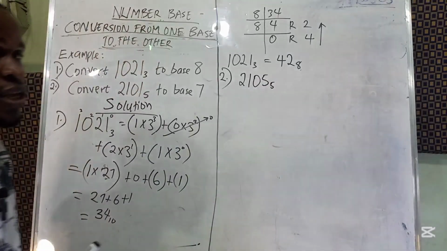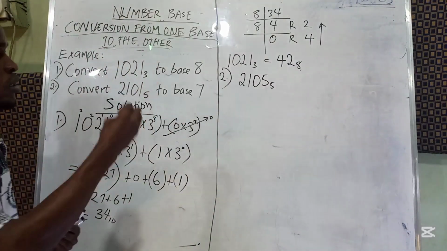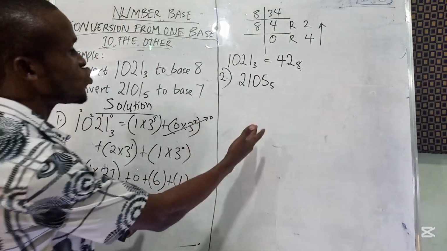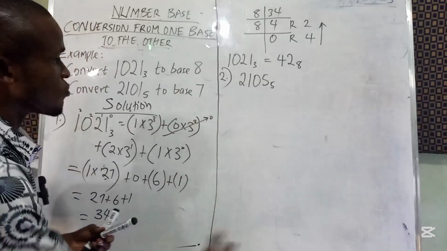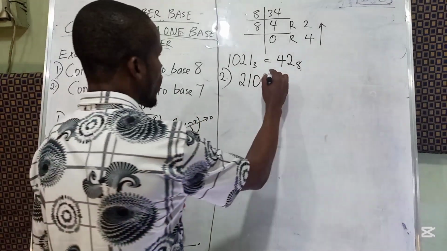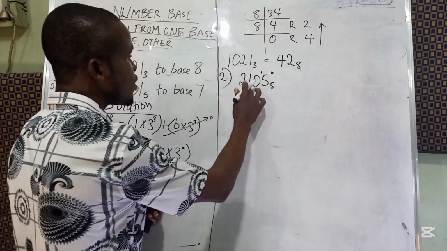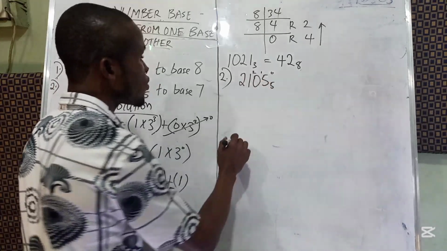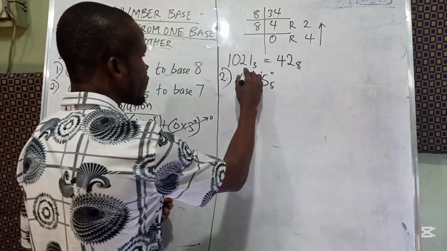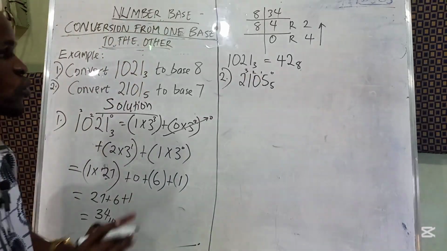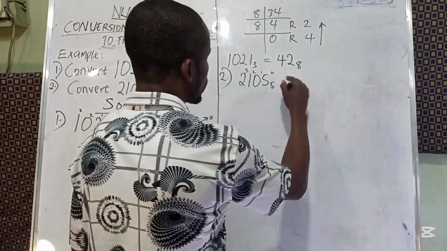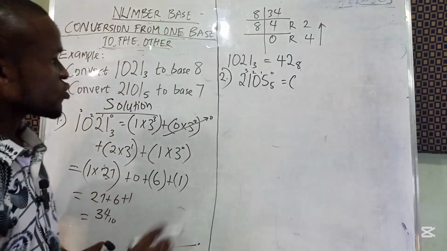Now, converting to base 10, we attach the powers of 0, 1, 2 to the numbers, starting from the unit. So 5 here indicates units, so we have 0 attached to it. 0 indicates tens, 1 indicates 100, we have 2 attached to it. 2 indicates 1,000, we have power of 3 attached to it. So to expand it this way gives us this as the required solution.